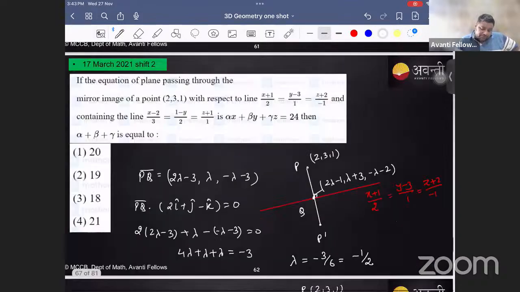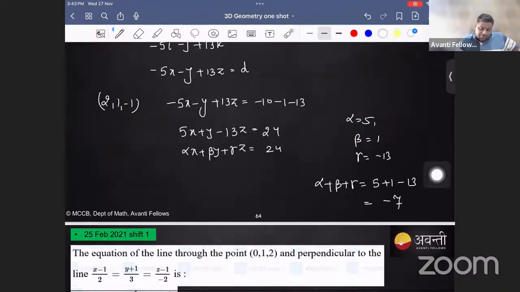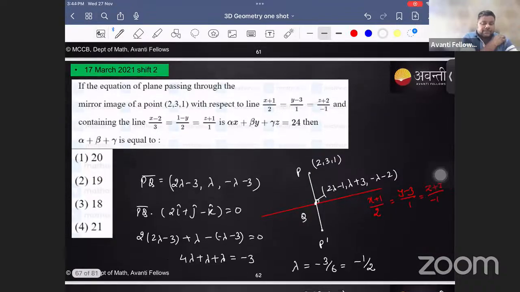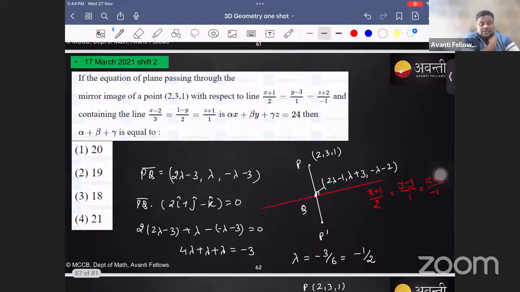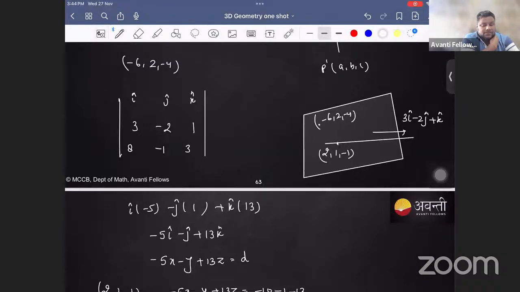Is there any option? Alpha plus beta plus gamma. What mistake have I done? (x plus 1) upon 2, (y minus 3) upon 1, (z plus 2) upon minus 1. First of all, we are looking for the mirror image. With k cap, it is minus 3 plus 13.